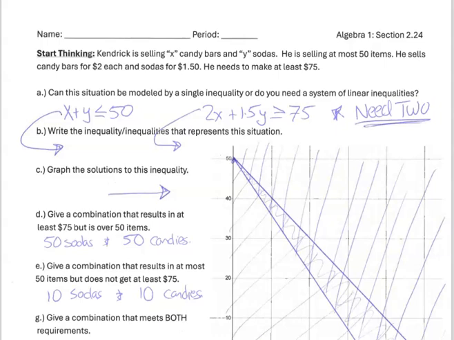B said write the inequalities that represent the situation, and you had the number of candy bars and sodas, X plus Y, has to be less than or equal to 50, and the next one had to do with the total amount of money, and that is going to be greater than or equal to 75. What we did then was we graphed this.